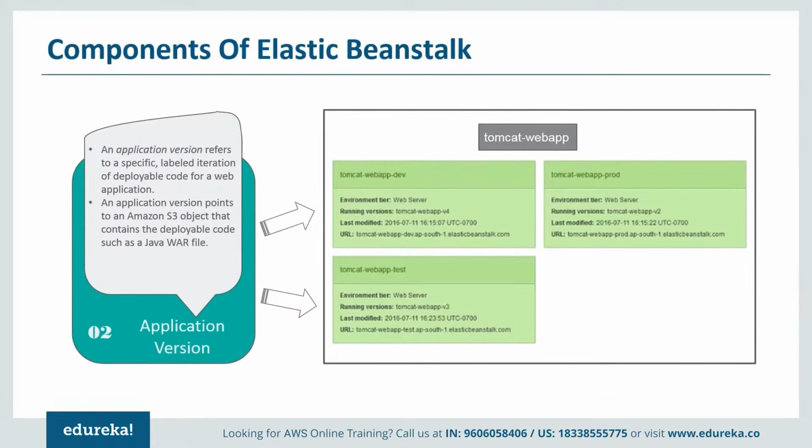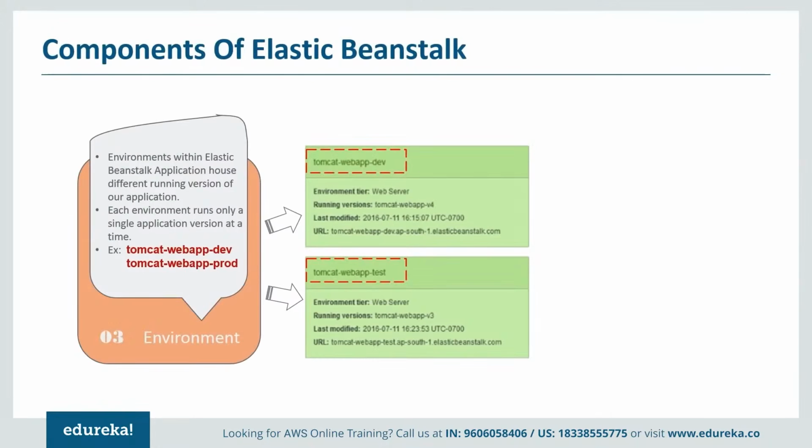So you have two versions of your application now. It's just a copy of your application code but with different changes. And Elastic Beanstalk will provide you with an option where you can upload different versions of your application without even deleting the previous ones.